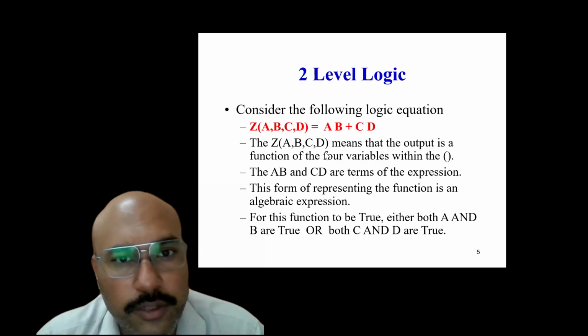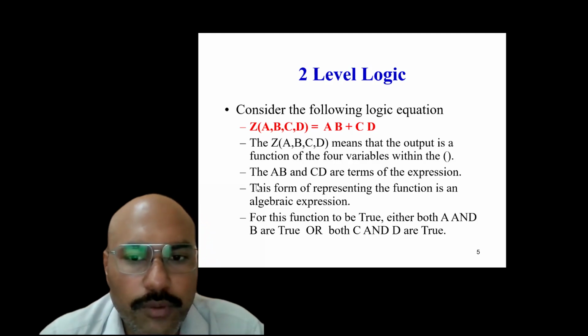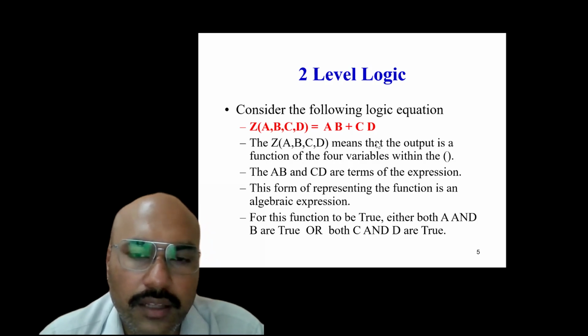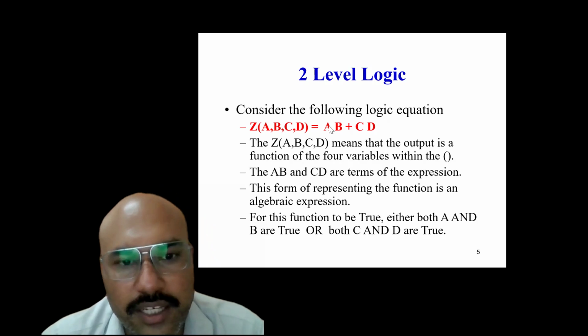What is the sum of products form? We'll explain it in subsequent classes. This form of representation is called an algebraic expression. So if any function is represented to you in this manner, in the form of an equation, then it is called a Boolean algebraic expression.